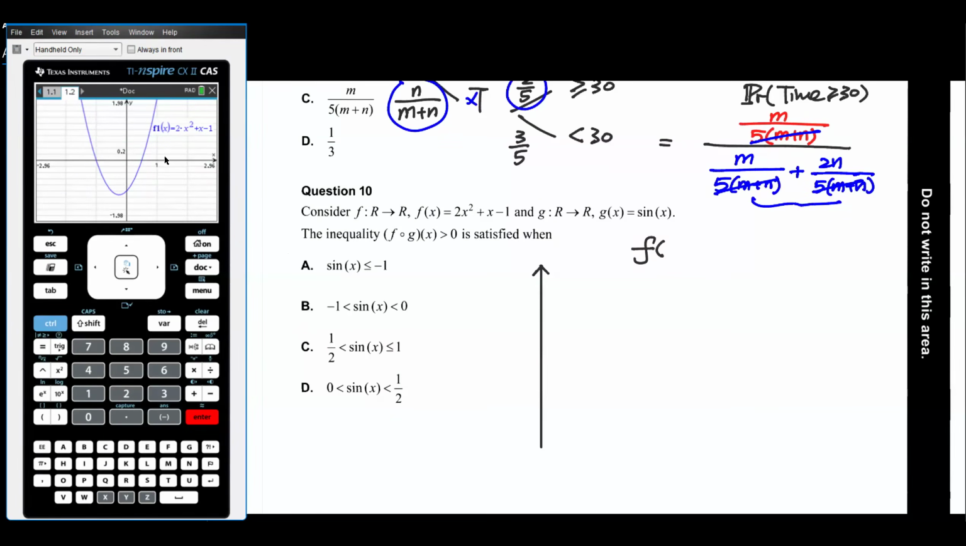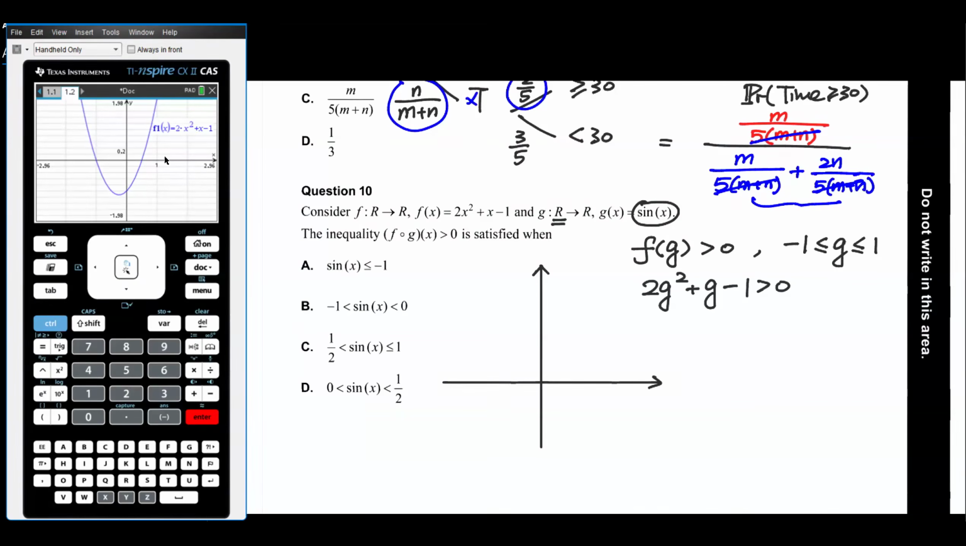Eventually, we want to use f of g greater than 0. So you actually use 2g squared plus g minus 1 greater than 0, okay? Also just notice the range of g: if all x values are real numbers, we have minus 1 less than or equal to g less than or equal to 1. So basically, if you draw the graph, this is minus 1, this is half. You get a quadratic like that.